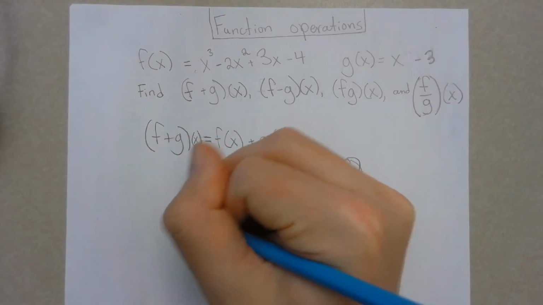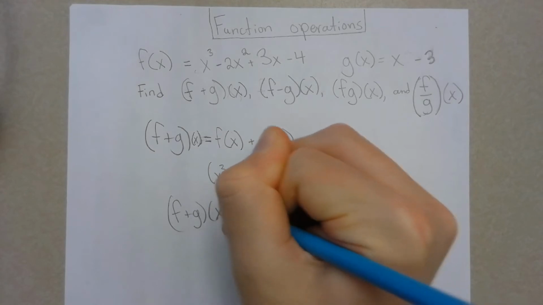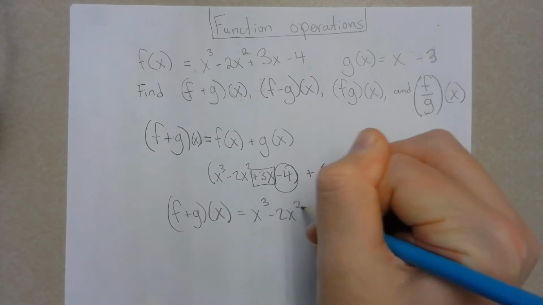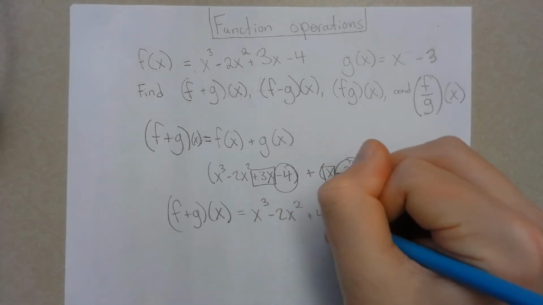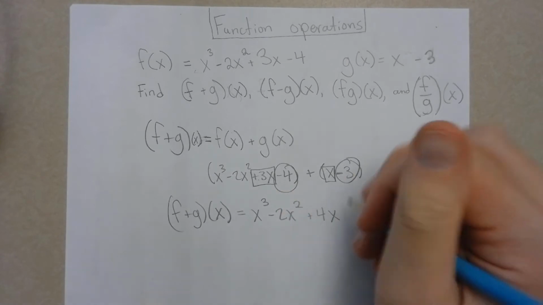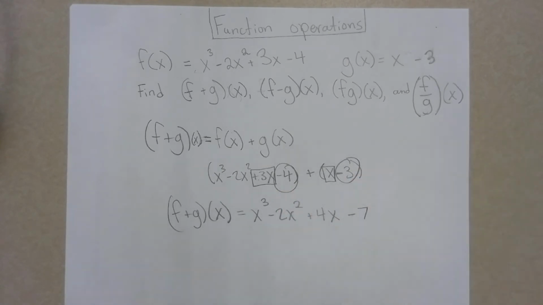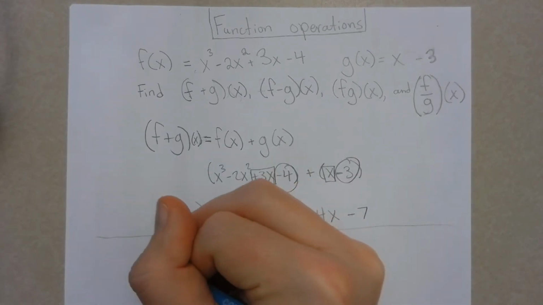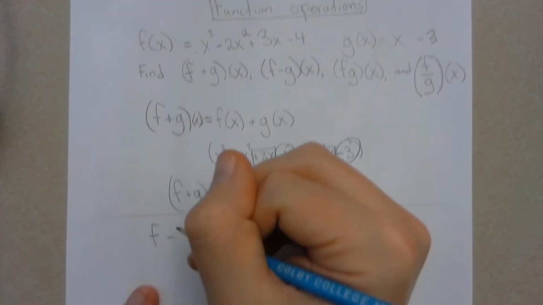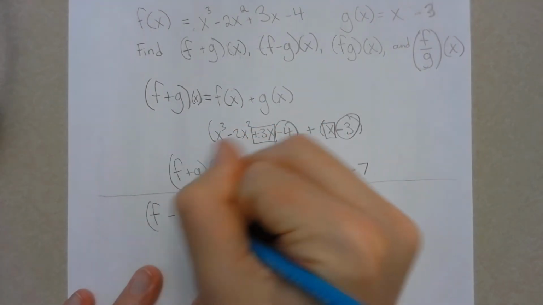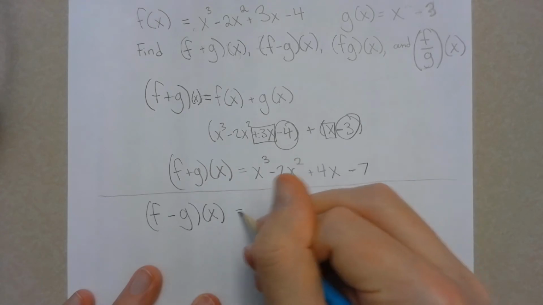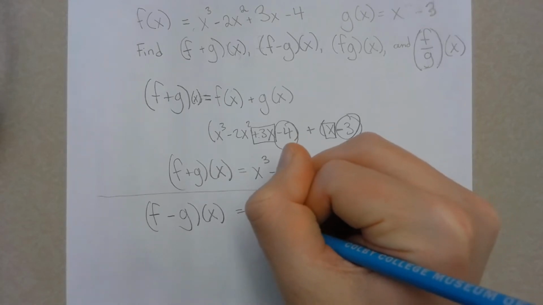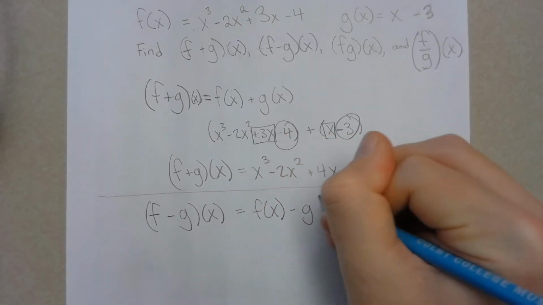So I'm going to get f plus g of x equals x cubed minus 2x squared plus 4x minus 7. Okay. So, a little space there. F minus g of x is going to be pretty much the same, except instead of adding, we're subtracting. So that's f minus g of x is the same as f of x minus g of x.